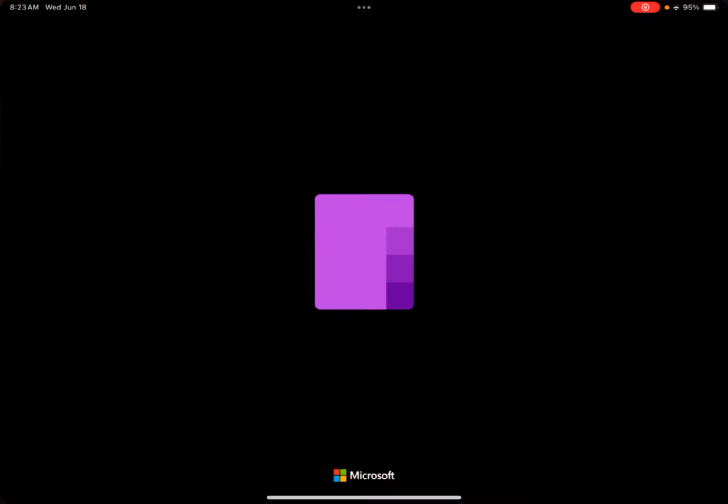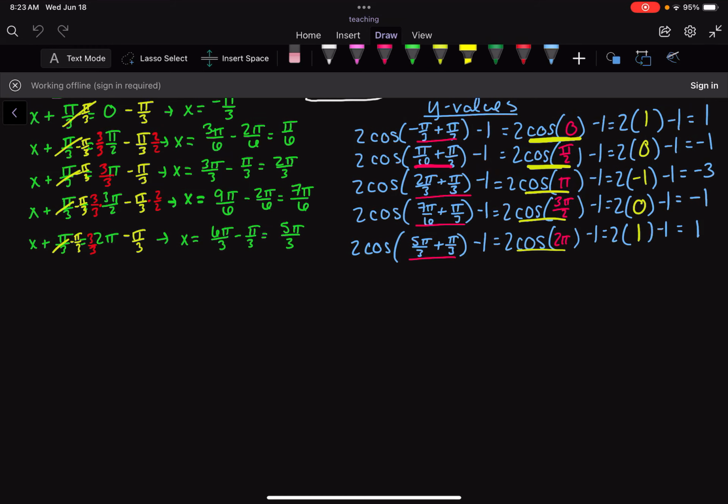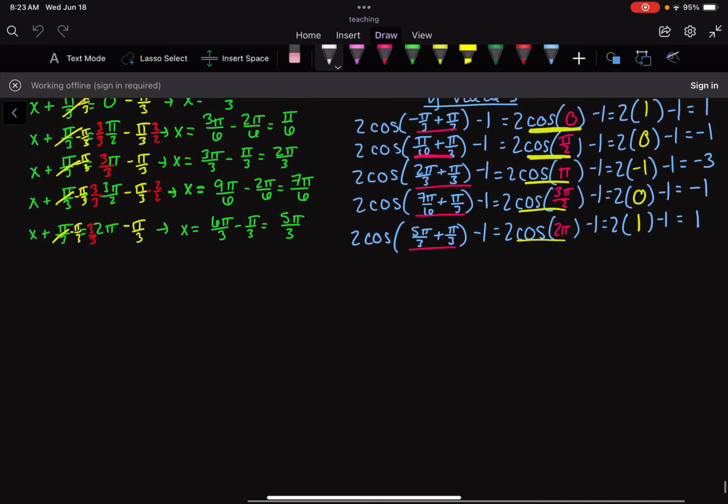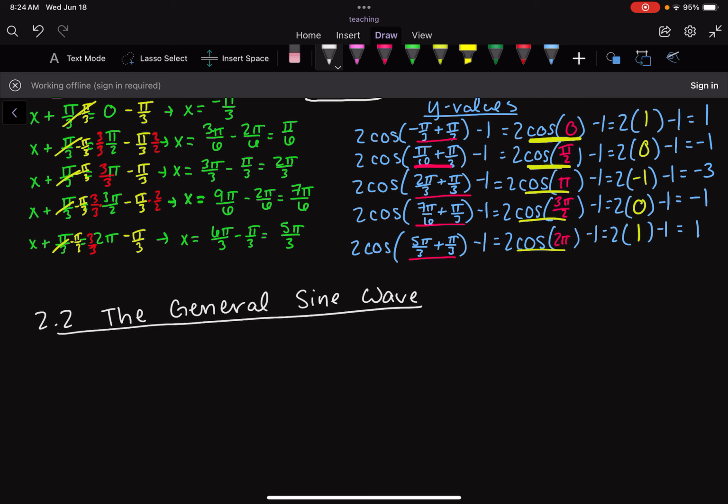This section is going to be on 2.2, which is just more graphing. Go ahead and write it down. So 2.2 is the general sine wave. In this section, we're going to learn about graphing sine and cosine when the b value is not equal to 1.